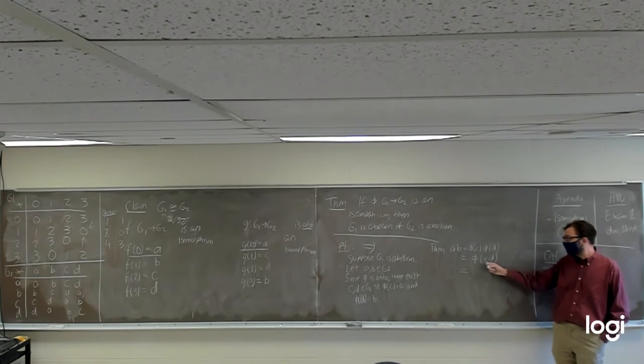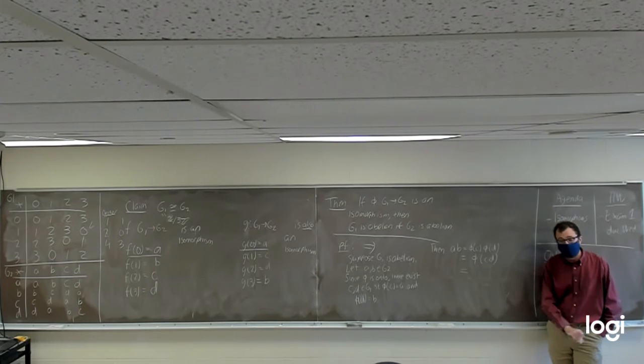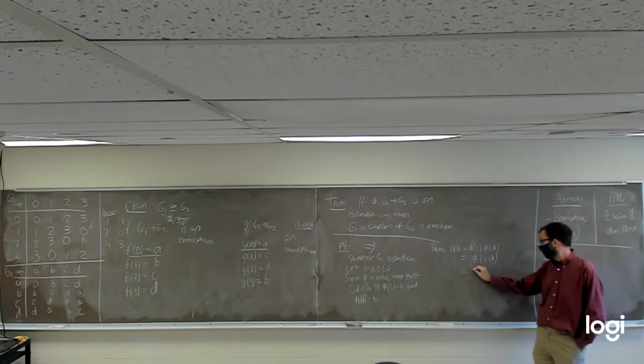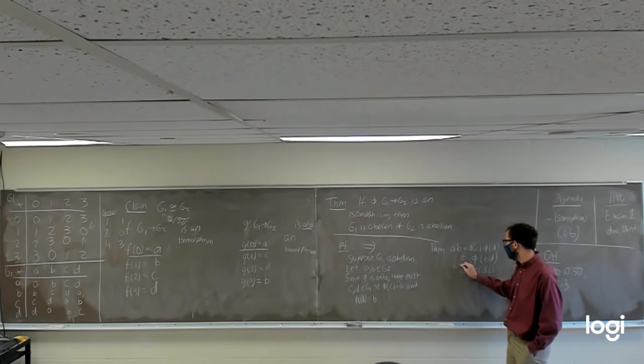But since C and D are elements in G1, and since G1 is an abelian group, what do we know phi of CD has to be equal to? Yeah, Elaine? Phi of DC. Yeah. We know that these are going to be equal, and this is since G1 is abelian.